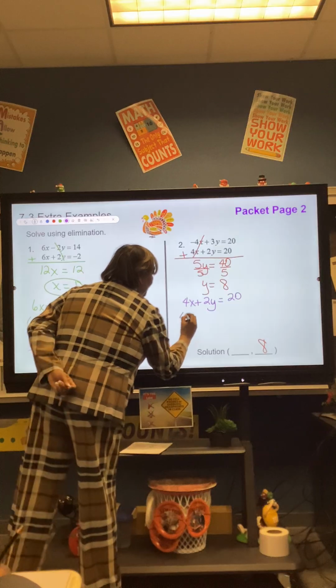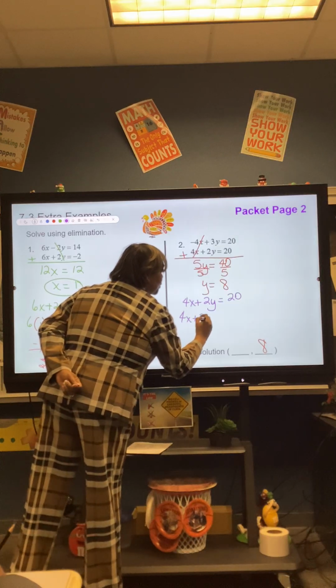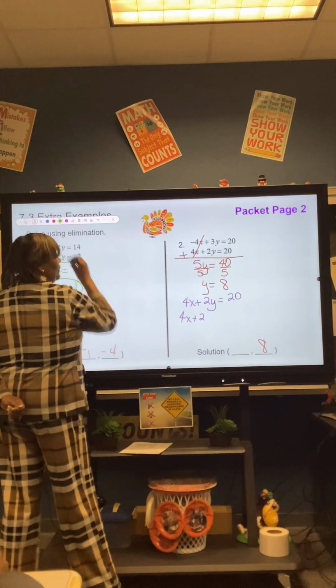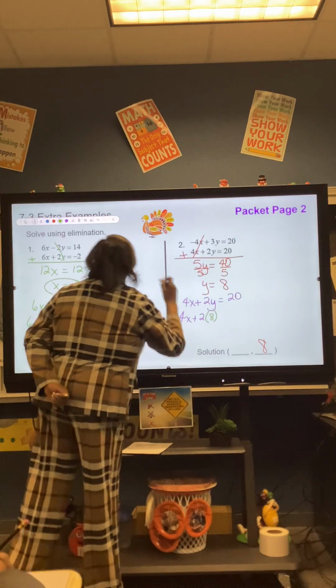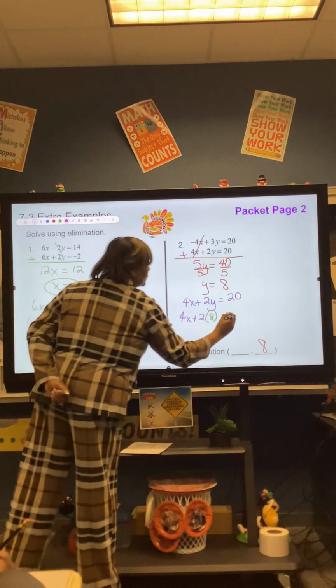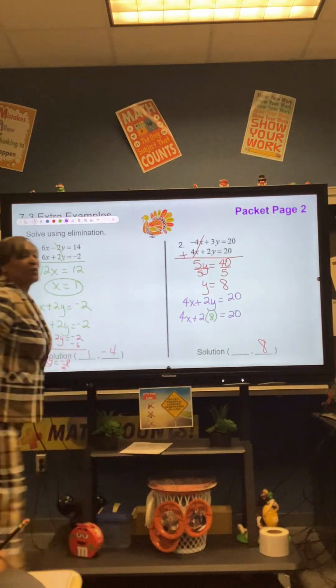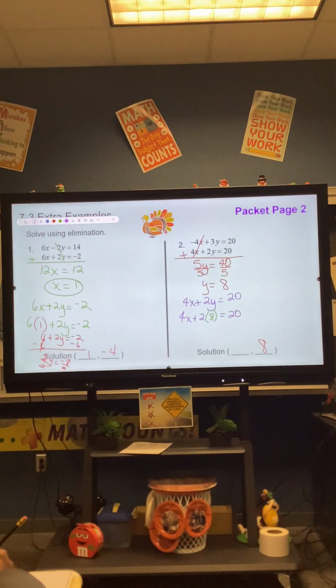So I got 4x plus 2, substituting my value for my y. Notice I substituted for the y this time, not the x. Pay attention to details. If you substitute it in there for the wrong variable, I guarantee you're going to get an answer. It's just not going to be the right one.